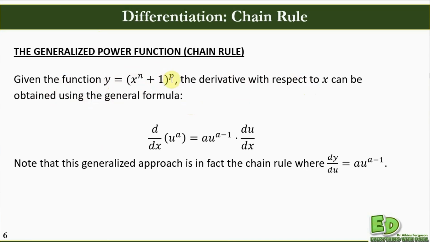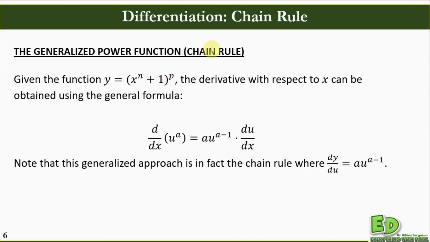Right, so bring the power in front of the function, then x to the power n plus 1, reduce the power p by 1, and multiply by the differential of what is in the bracket, x to the power n plus 1.